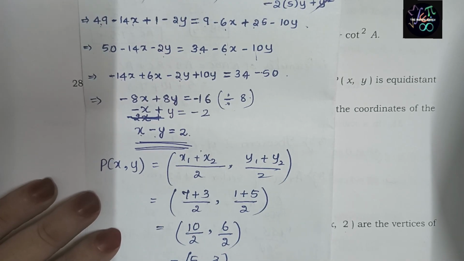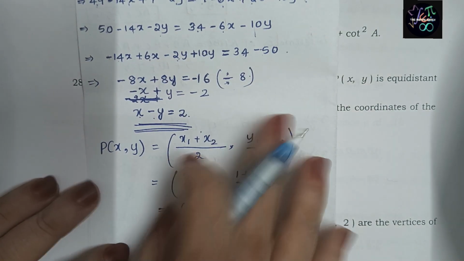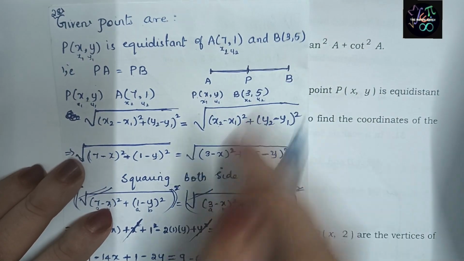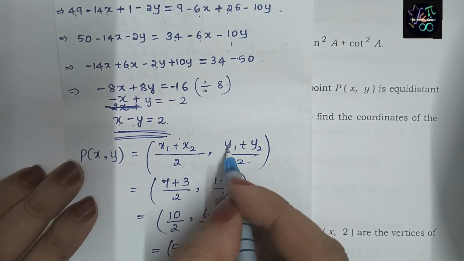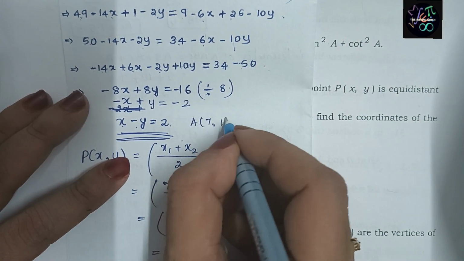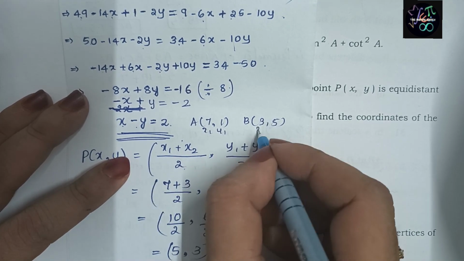Okay, they have told us to find the coordinates of the point also. So here the coordinates of the point are, because P is the midpoint, right? P is the midpoint of A and B. So the midpoint formula is (x1 plus x2) by 2, (y1 plus y2) by 2, and the points are A(7, 1), B(3, 5), right? So x1, y1, x2, y2.